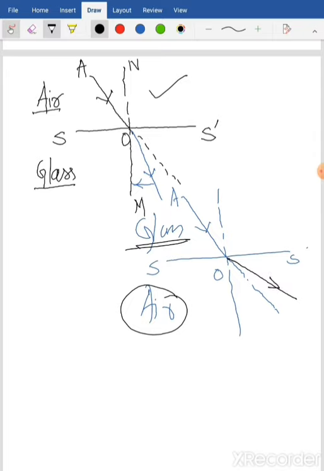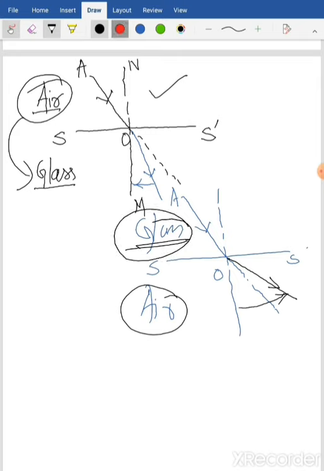Are you getting my point? So it is now moving away from the normal when the ray of light is traveling from denser to rarer. When going from rarer to denser, it bends towards the normal. When going from denser to rarer, it deviates or changes direction away from the normal.